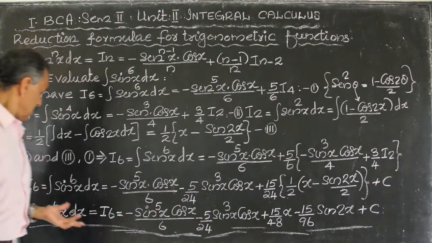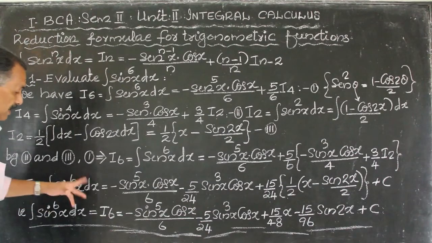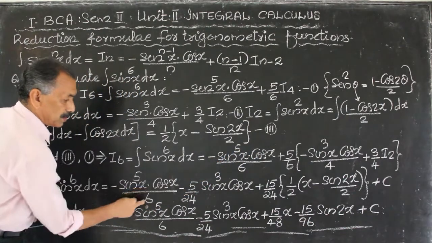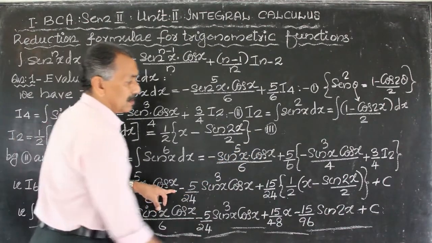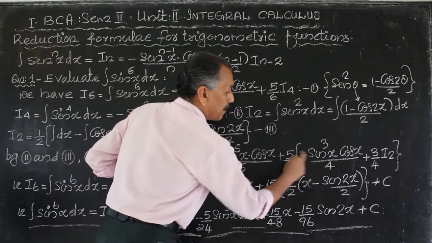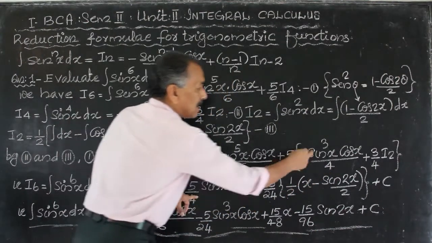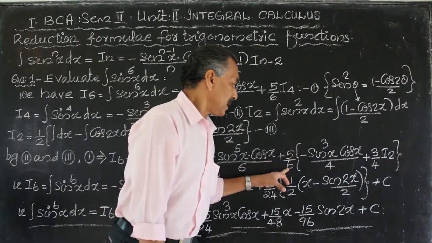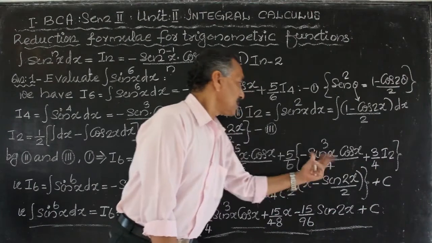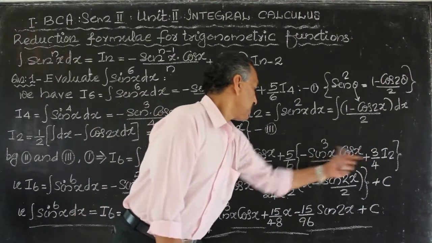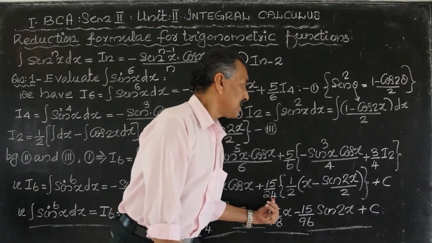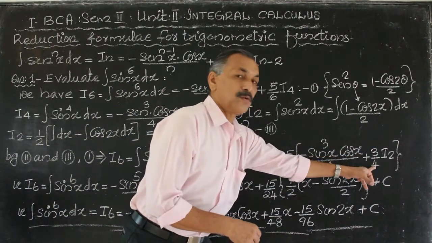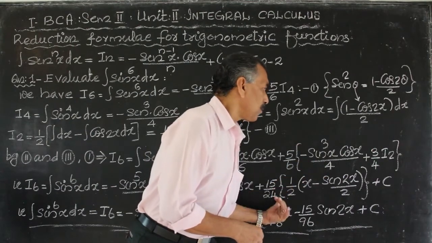That is, I6 is equal to the integral of sine raised to 6x dx, which is equal to minus sine raised to 5x into cos x by 6, minus 5 by 6 into 4, that is 5 divided by 24, sin cube x into cos x, plus 5 by 6 into 3 by 4, that is 15 divided by 24, I2.